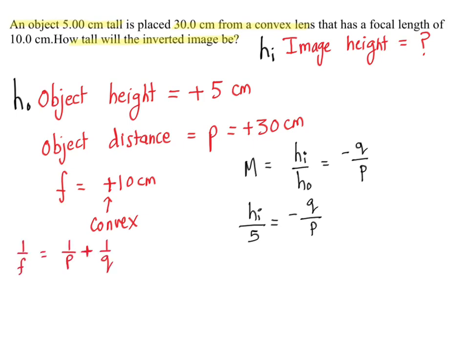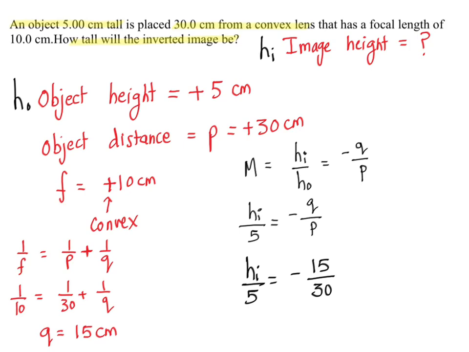So again we'll go back to the thin lens formula, 1 over F equals 1 over P plus 1 over Q. Substitute the numbers to get the value for Q, which is 15 centimeter. Now we can bring it back into the magnification formula and calculate the value for HI, which is negative 2.5 centimeter. We get the height of the image as negative, which tells us that it's an inverted image. So the height of the image is 2.5 centimeter and the image is inverted.